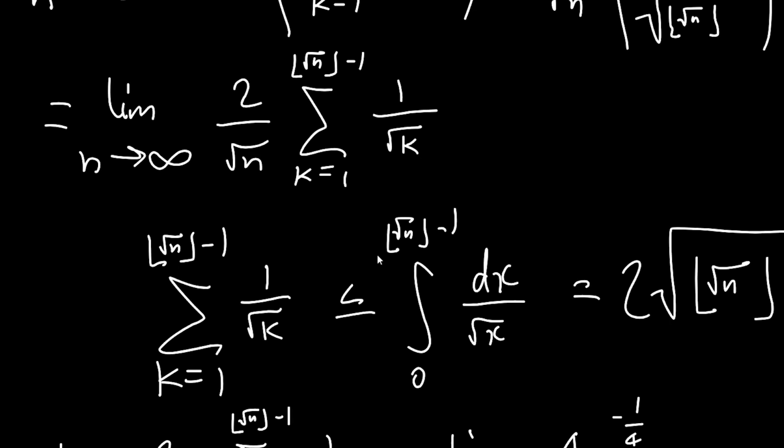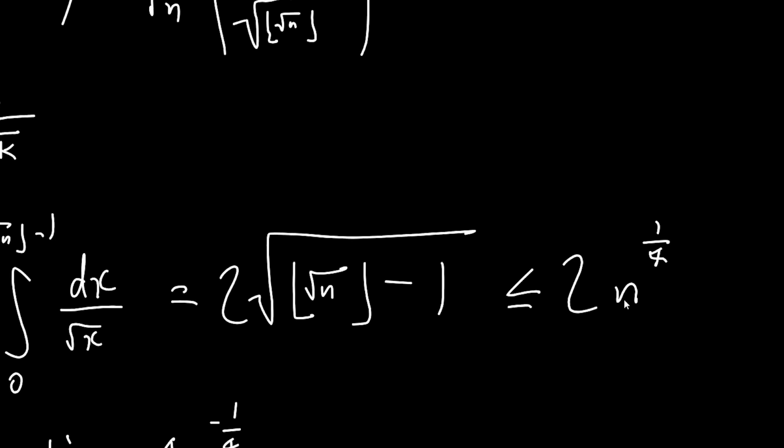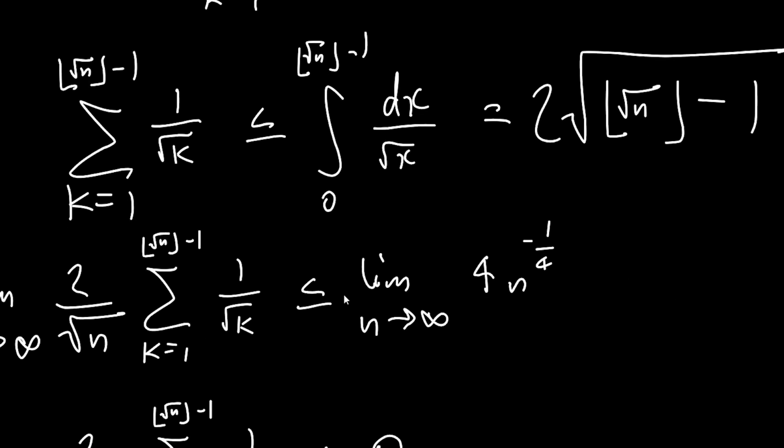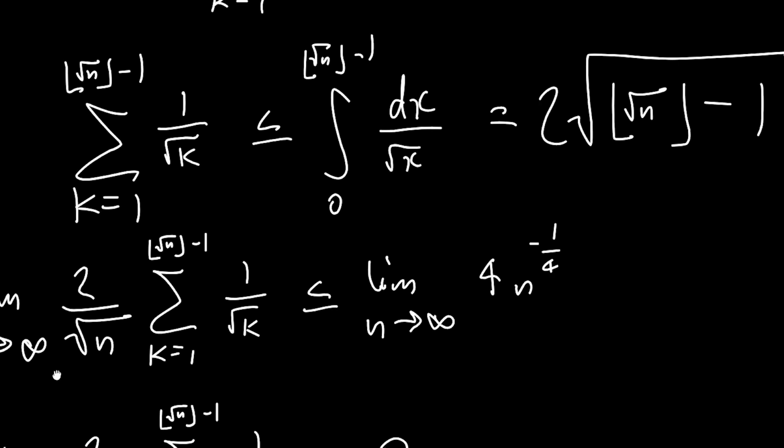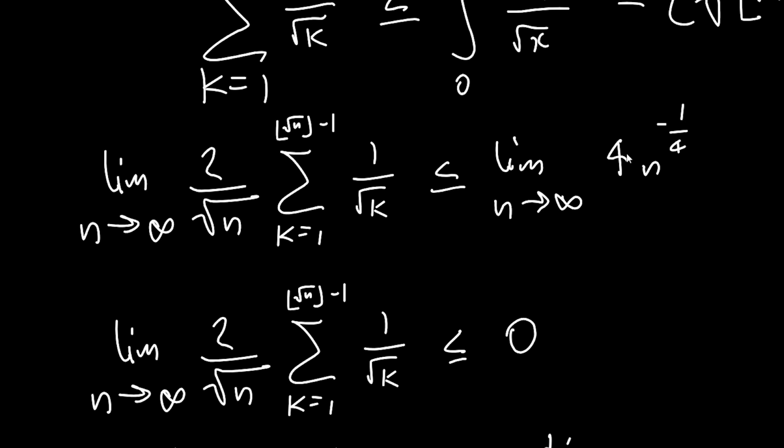Now if you look at the sum, that sum is going to be less than or equal to the integral, right? So the sum of 1 over square root k is less than or equal to the integral of 1 over square root x. So if we work out this integral right here, we get 2 lots of the square root floor square root n minus 1. And since there's a minus 1 here, we can say that this is less than or equal to 2 lots of n to the quarter. So if we times this by 2 over square root n, we now know that as n approaches infinity, 2 over square root n times the sum of 1 over square root k is going to be less than or equal to, as n approaches infinity, 4 lots of n to the minus a quarter. And as n approaches infinity, this is going to approach 0.